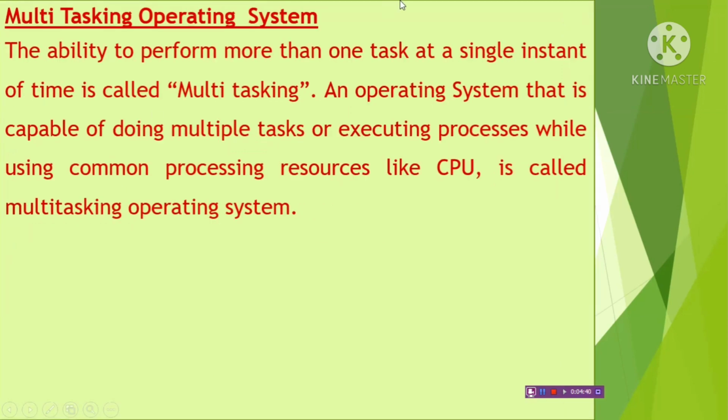Multitasking operating system. The ability to perform more than one task at a single instant of time is called multitasking. An operating system that is capable of doing multiple tasks or executing processes while using common processing resources like the CPU is called a multitasking operating system. More than one task at a time is known as multitasking.